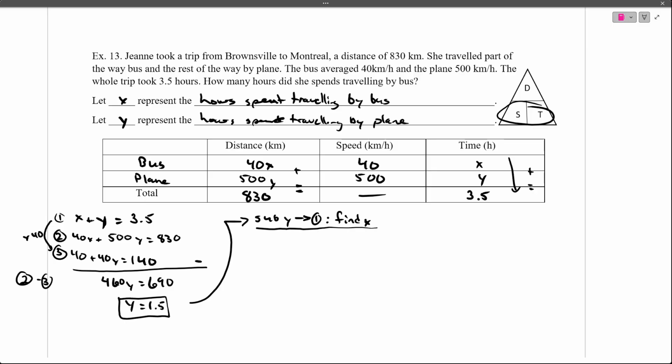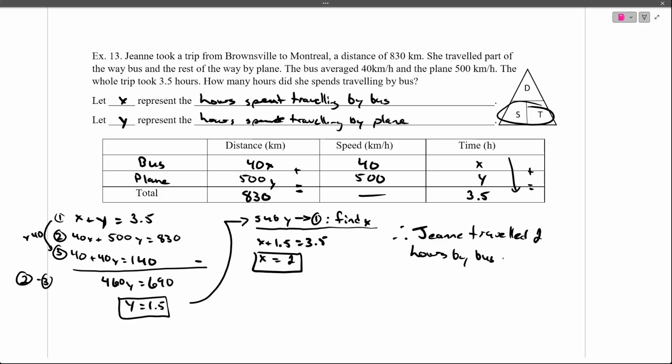So equation 1, x plus y. So x plus 1.5 is equal to 3.5. So when we bring 1.5 to the other side, we have x is equal to 2. So we have all of our information. So therefore, Gene traveled 2 hours by bus. And just because we have the extra information, we're going to add it. And 1.5 hours by plane.